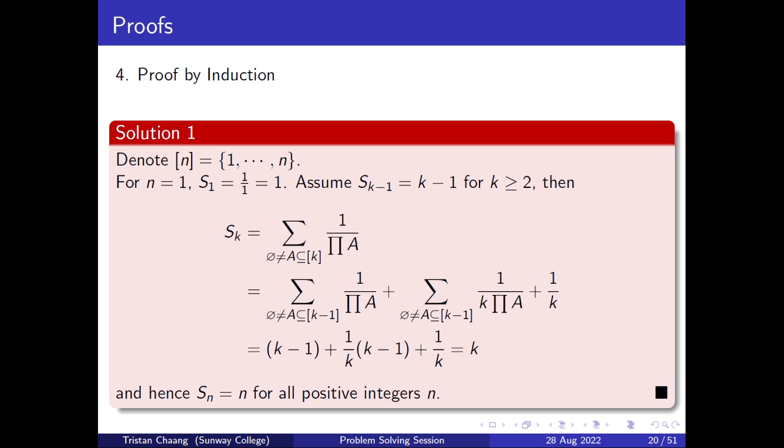So I just substitute it in, because I know that S k minus 1 is k minus 1. That's true. So we can plug it in, so it becomes k minus 1 plus 1 over k times k minus 1 plus 1 over k. And you rearrange that, you get k, which is nice, which is what you want. So you basically prove that if the case for k minus 1 is true, then the case for k is also true. So that ends the induction. Again, you can write your induction proof however you like, as long as your idea is there, that the first one is true, the following ones are also true. Is that okay? Any questions?